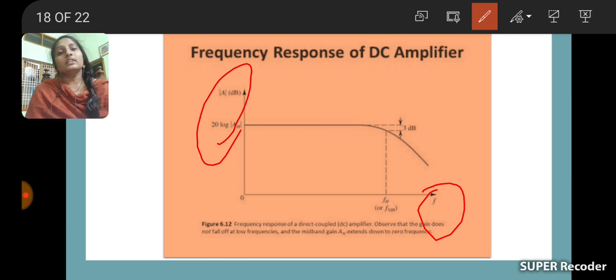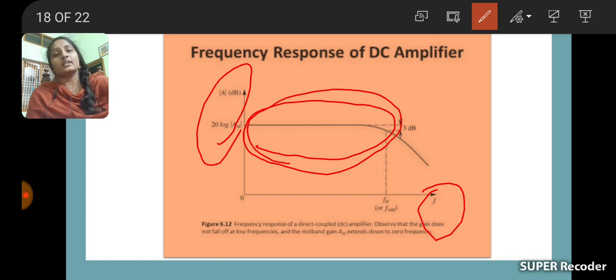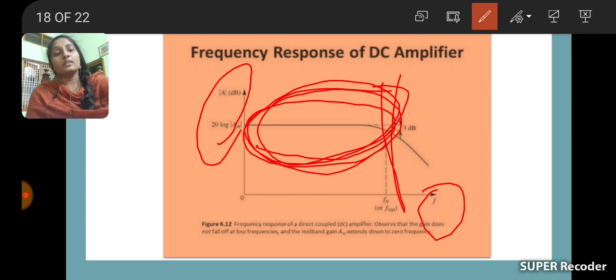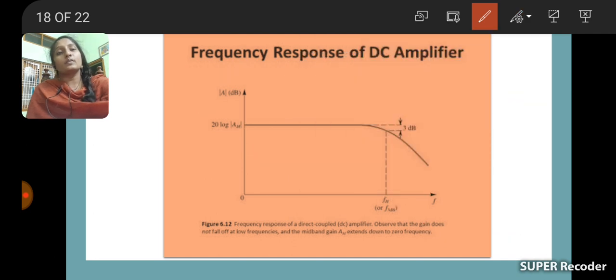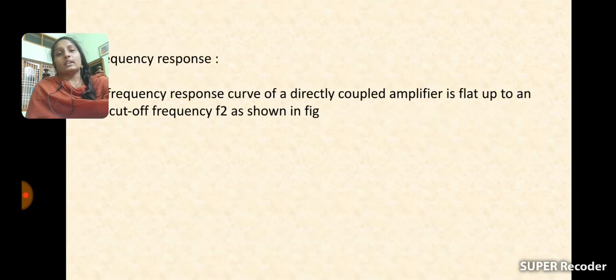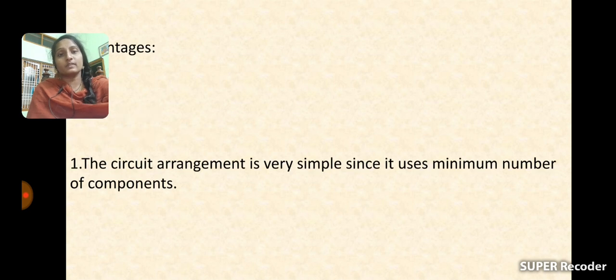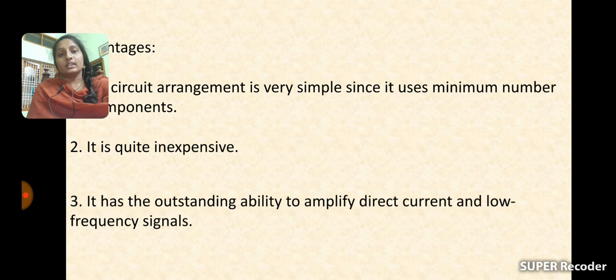For low frequencies, the gain is constant. After certain frequencies, the output decreases. That's why it is very suitable for low frequencies. For low frequencies it provides constant gain, so it is applicable for only low frequency signals. As explained, at low frequency it is constant, and at high frequency the gain is reduced.